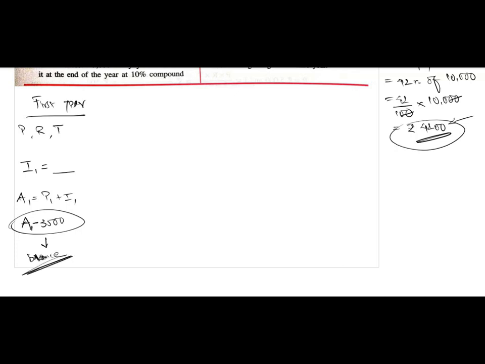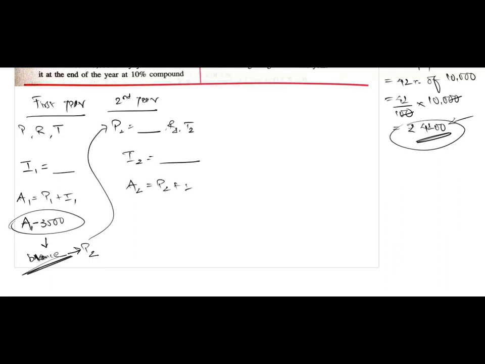Okay, this balance will become P2. So for second year, your P2 is going to be this balance amount. So you know what is P2, right? That is that balance amount carried forward over here. You know the rate, you know the time, R2, T2. Then you can find I2 again, and then A2, which is P2 plus I2.